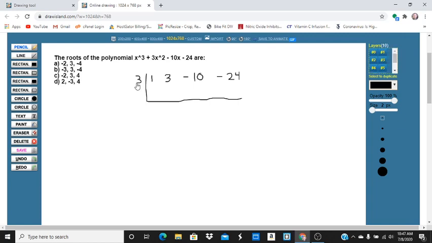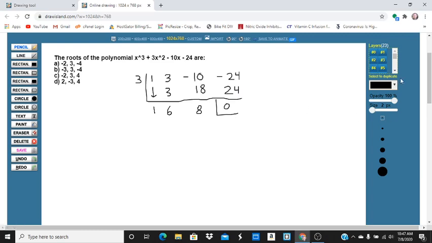Okay, so I bring down the 1. 3 times 1 is 3. 3 plus 3 is 6. 3 times 6 is 18. Negative 10 plus 18 is 8. 3 times 8 is 24. And negative 24 plus 24 is 0. So we have a remainder of 0.